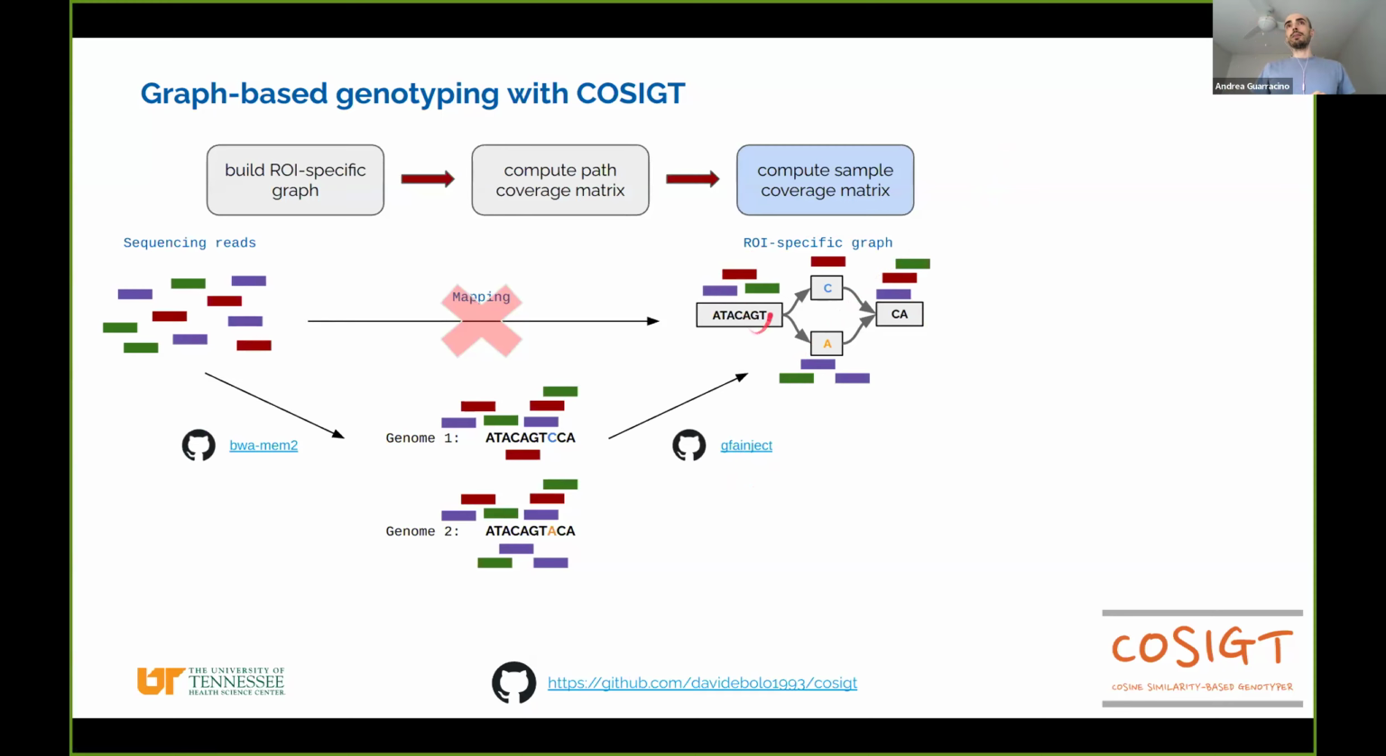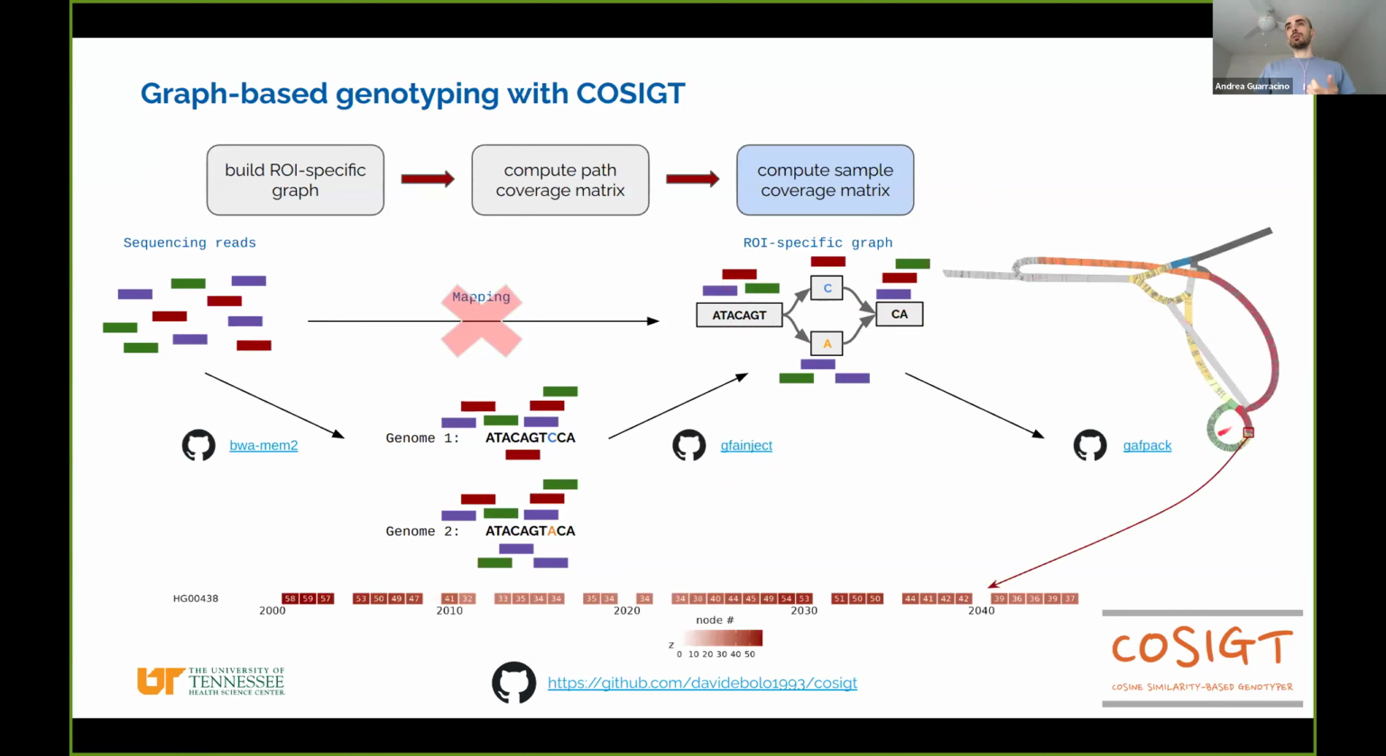And then you will have again all your reads mapped on the graph nodes. Then we use another tool, GraphPack, to go from these pangenome graph alignments to these sample coverage vectors. Here, each row is a sample, for example, a short read sample. Each column is a node, and each value indicates how many reads map on each node.